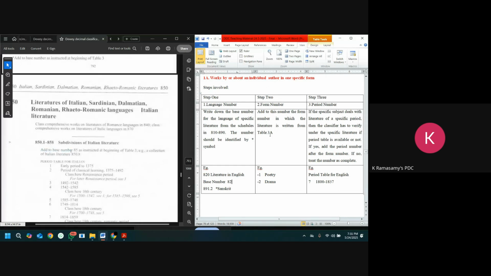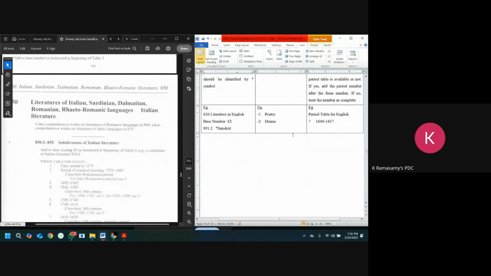Form number should be taken from table 3A. 3A is meant for individual authors. You should take the form number from table 3A, whether it is poetry or drama or fiction. Then comes the period number. There is a period number given for many languages separately. For English, a separate period table is there. For Dravidian languages, a separate period table. For German, a separate period table. So you should take the period number from that particular table. You should add. So only 3 components are there: base number, form number, and period number.